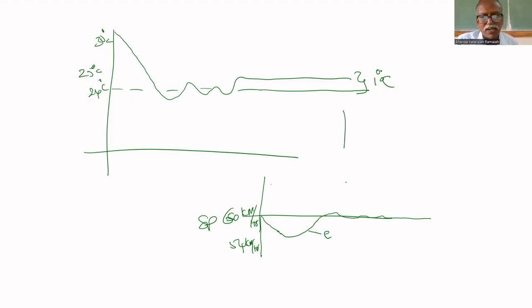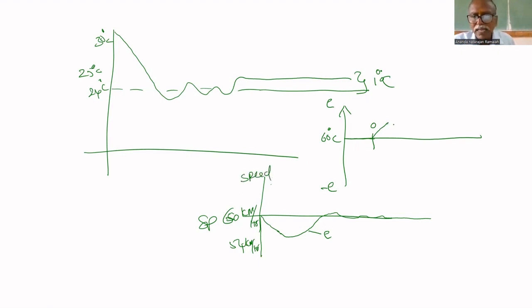I am putting the error plot here. Initially the error up to this point is 0. It goes up to 60 kilometers per hour. I am plotting positive error and negative error. So 60 minus 54 is positive. That's why it starts increasing this way. This is the error plot. This is the speed plot.